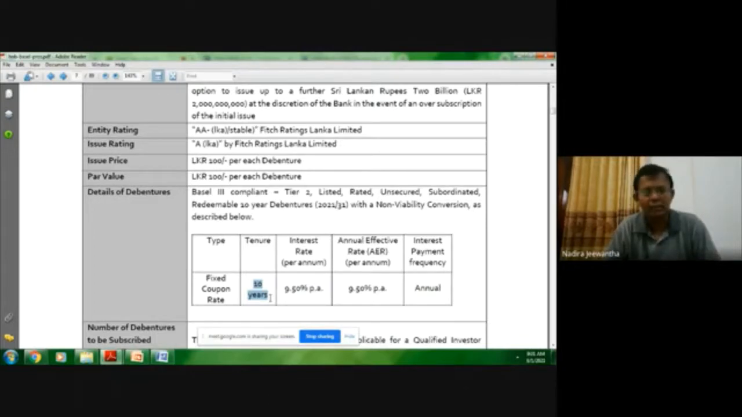Can you do that? Yes, you can do that. This is a listed instrument. You can sell. But even if it is not listed, you can still sell. Now, say you are the investor of this particular HNB debenture and you want to sell it, then you will be asking somebody, I have this debenture, would you like to take it?